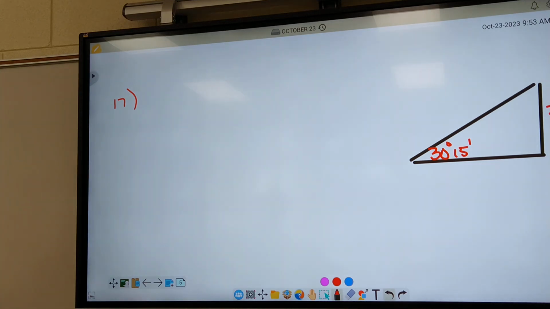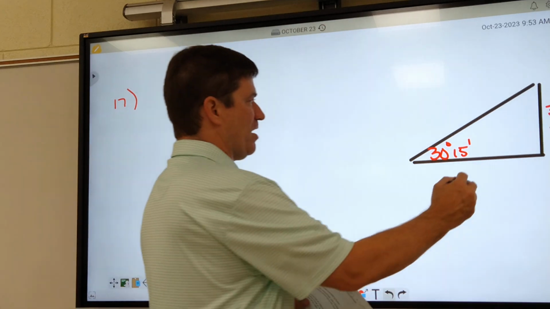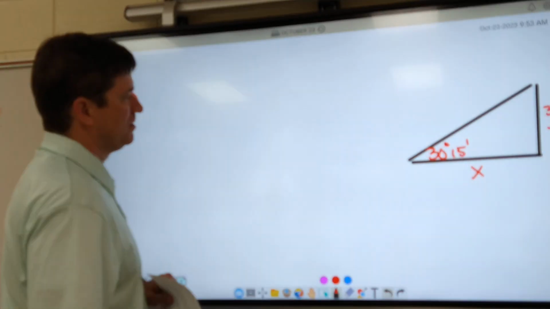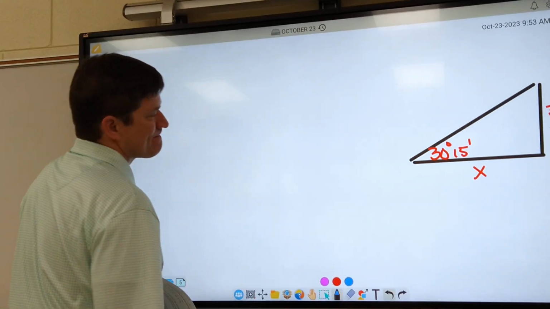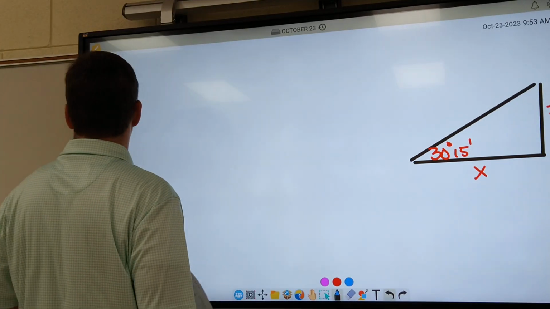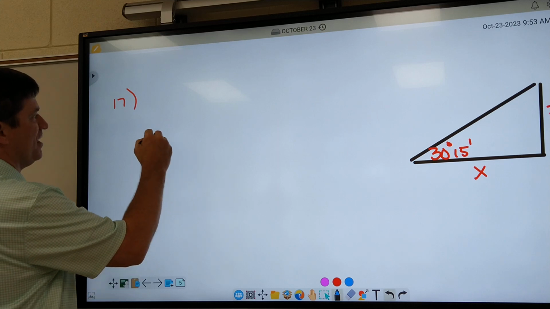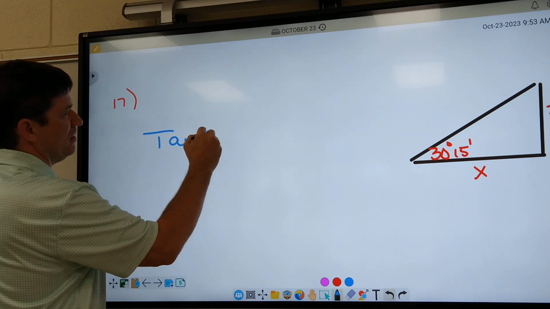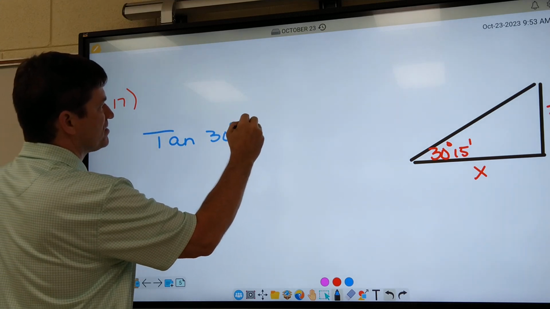How far is it from the boat to the base of the cliff? What's the word base mean? Bottom. So how far is the bottom? That's your X. All right, so I got opposite and adjacent once again. So once again, we're going to have to use tangent. Tangent of 30 degrees, 15 minutes equals.